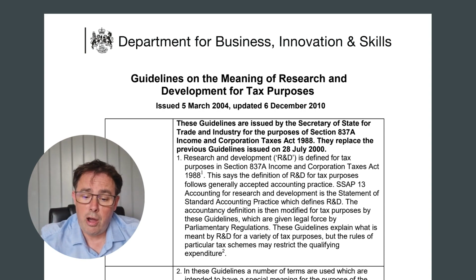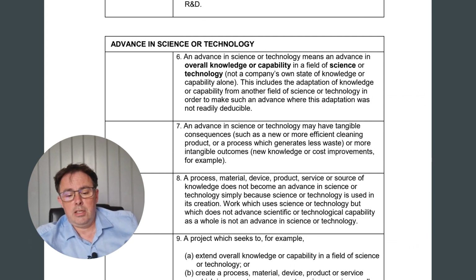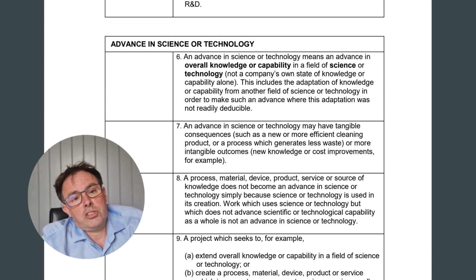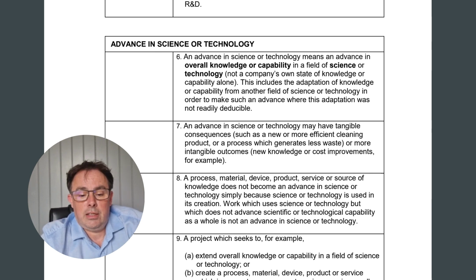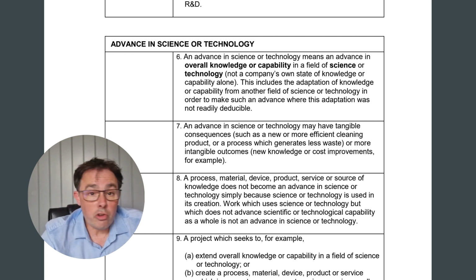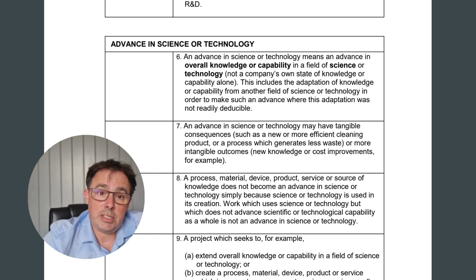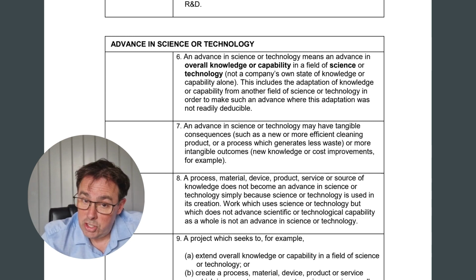So what we're going to do now, I am going to go down to number 6 on the BEIS guidance. So this is talking about advance in science and technology. It's talking about, absolutely for good reason, it's in bold here. It's the overall knowledge or capability that you are trying to create over and above what is the knowledge and capability within the field, not just the company's own knowledge and capability. Within the field, once again, I'll mention this, it's extremely important.